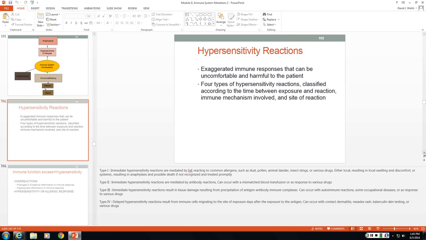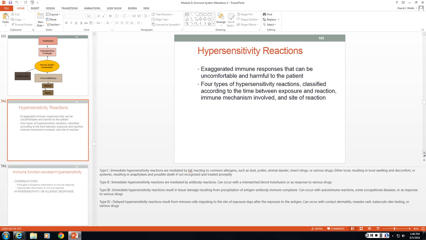Now, type 2 immediate hypersensitivity reactions are mediated by antibody reactions. They can occur with a mismatched blood transfusion or as a response to various drugs. Now, type 3 results in tissue damage resulting from precipitation of antigen-antibody immune complexes. They can occur with autoimmune reactions, some occupational diseases, or as a response to various drugs.